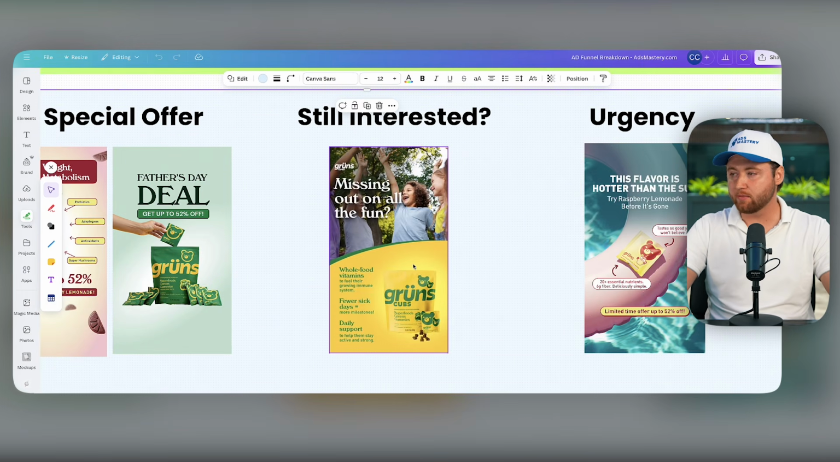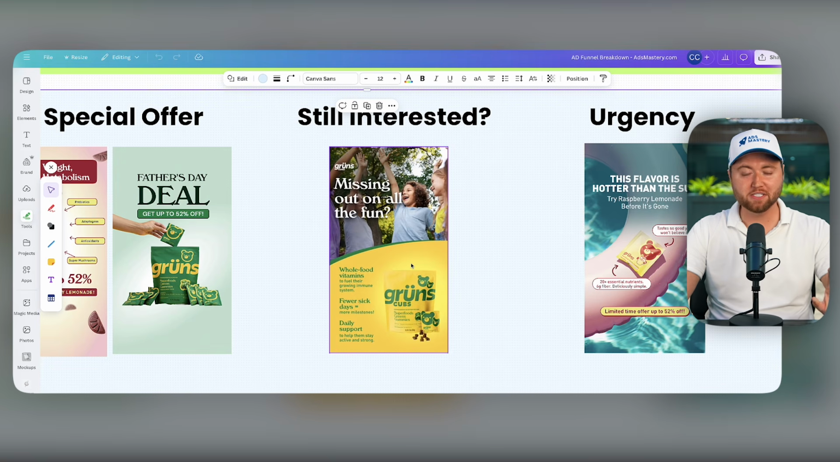Now, the still interested based ads. These are where people have engaged with your content. They've been watching, they're a skeptic. Maybe they don't want to spend the money. They've considered it. This is where we have carousel ads, dynamic ads, where we straight up are just very direct with them. Why have you not bought our product? We saw you added to cart, but you have not purchased. Are you still interested? You're missing out on all the fun.